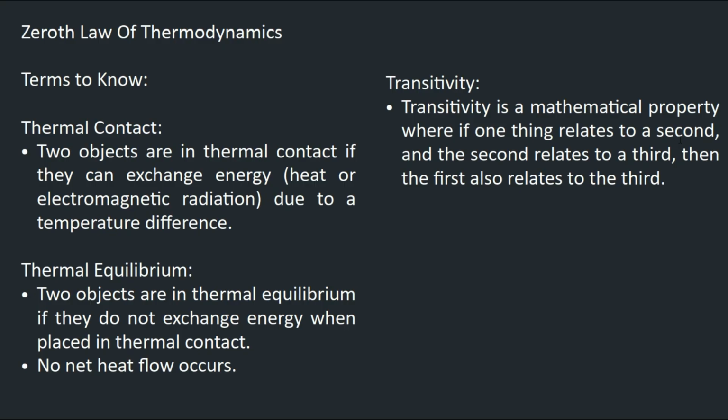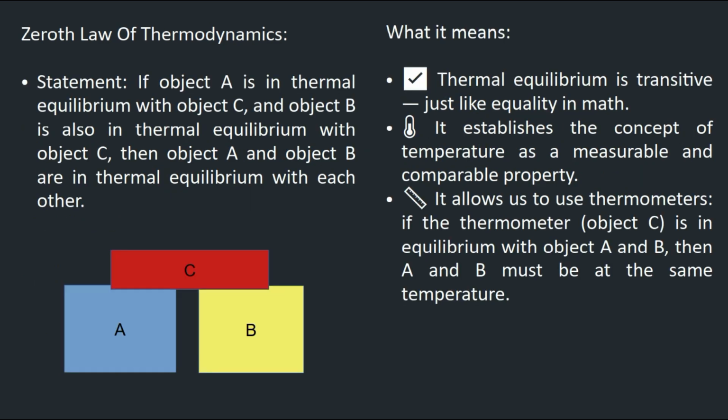Transitivity is a mathematical property where if one thing relates to the second and the second thing relates to the third, then the first also relates to the third. Remember, if 1 is parallel to 2 and 2 is parallel to 3, then 1 is parallel to 3. That's what we're looking at. With all of that in mind, let's actually state the zeroth law of thermodynamics.